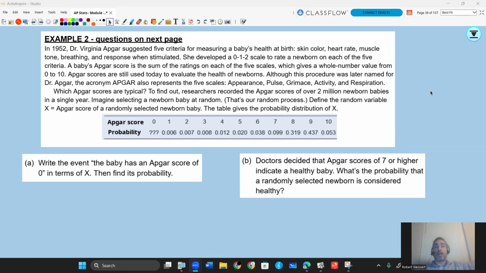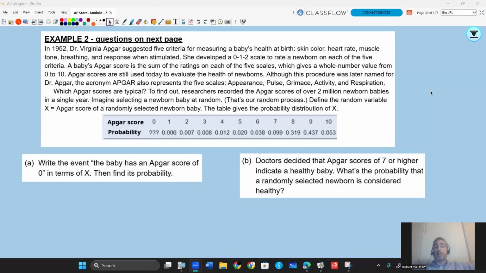Apgar scores are still used today to evaluate the health of newborns. Although this procedure was later named for Dr. Apgar, the acronym APGAR also represents the 5 scales: appearance, pulse, grimace, activity, and respiration. Which APGAR scores are typical? To find out, researchers recorded the APGAR scores of over 2 million newborn babies in a single year. Imagine selecting a newborn baby at random. That's our random process. Define the random variable x equals APGAR score of a randomly selected newborn baby. The table gives the probability distribution of x.